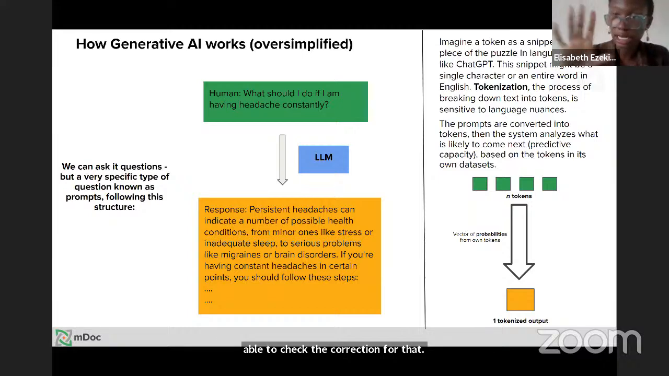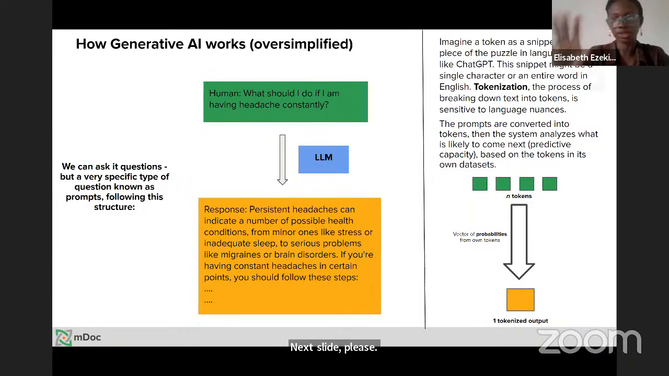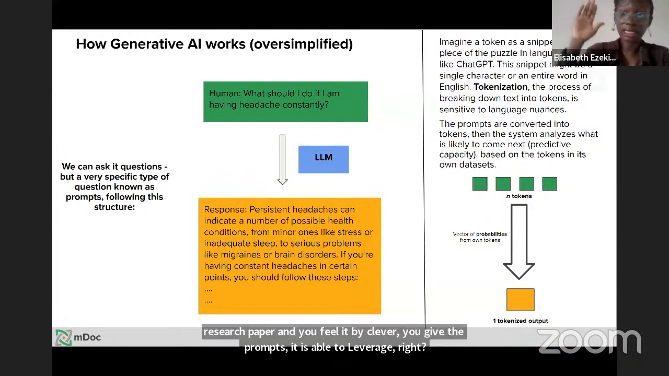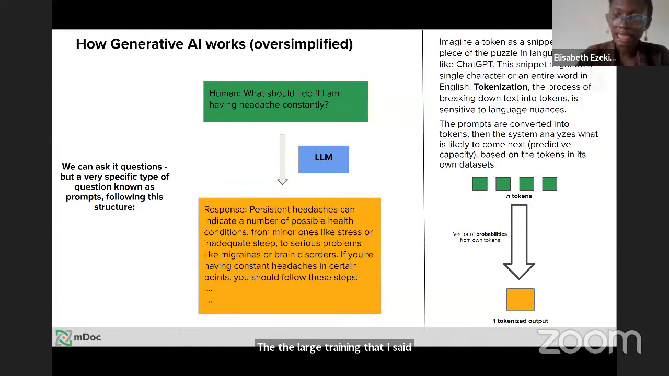Awesome. So we want to use an example to break down how generative AI works. I'm going to use an example in the healthcare space. For those of us who already use Meta AI or ChatGPT, you go there and you feed it a question. Maybe you're trying to write a research paper and you give it a prompt. It is able to leverage the large training data set it has been exposed to, process it, and then provide an answer or response to your question.